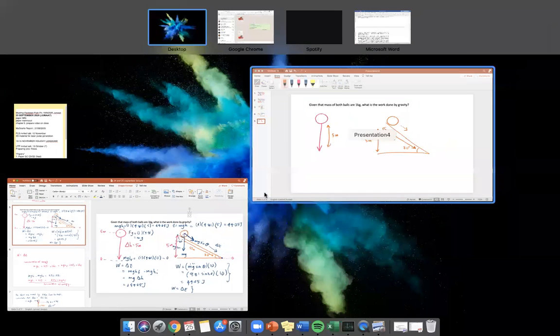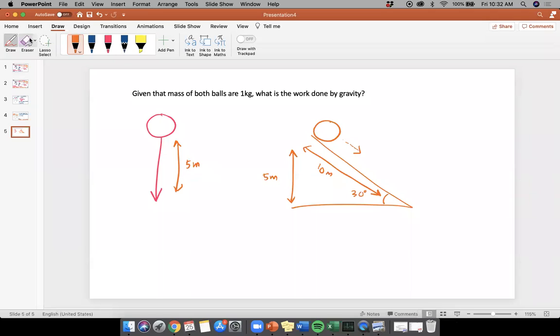Okay, 7. Okay, so here both of the masses are 1 kilogram and one is falling downwards by 5 meters. So it starts from a height of 5 and falls down to the ground at h equals 0. This guy falls from a height of 5 and falls down to 0, but it is on an incline.